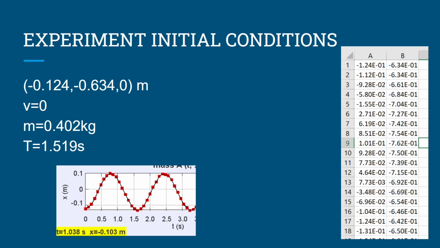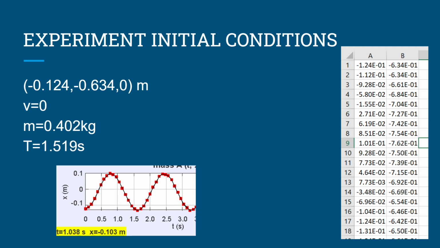The experiment part of this lab consisted of releasing a mass on a spring at a certain stretched length and recording the following motion and position at each frame of the video. The system consisted of the spring and mass at the end, with everything else as the surroundings, and the initial conditions were found to be a position of <-0.124, -0.634, 0> meters, a mass of 0.402 kilograms, and a velocity of 0. The video consisted of one frame every 0.095 seconds.